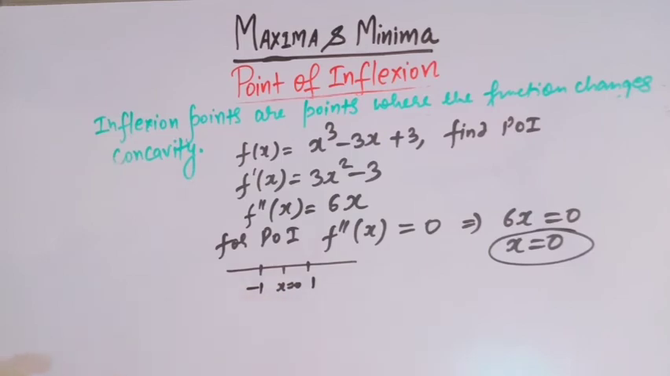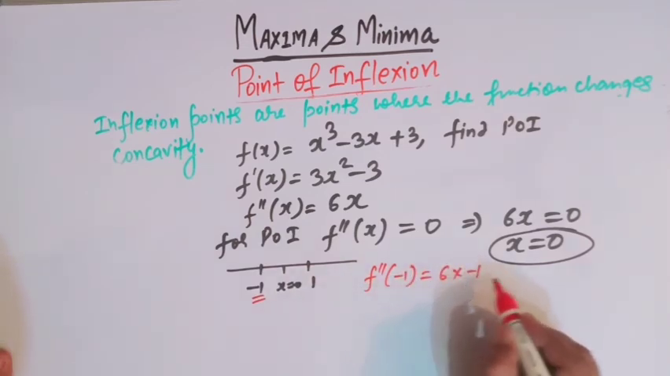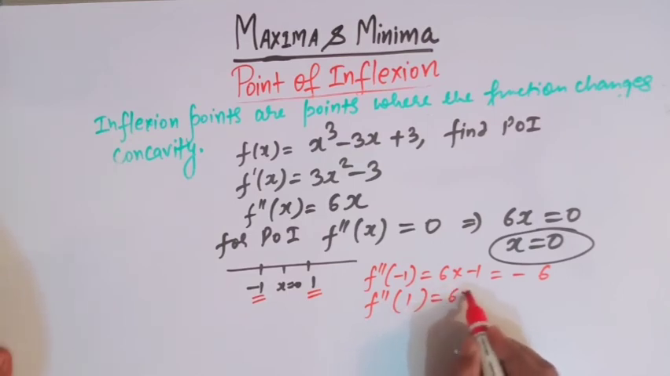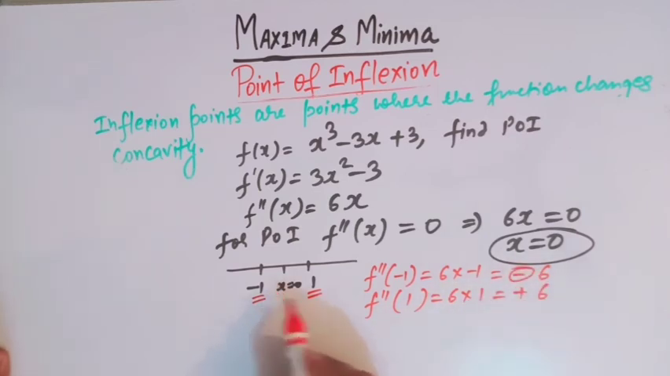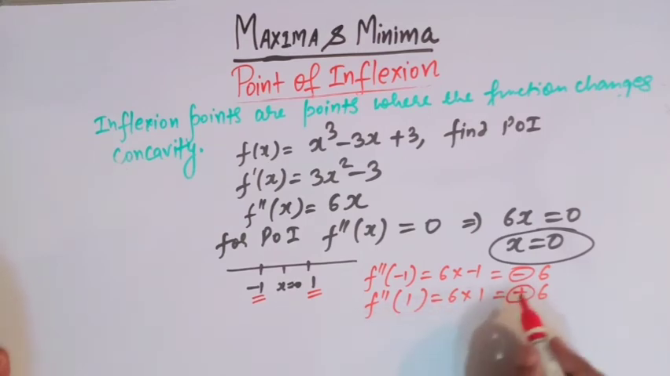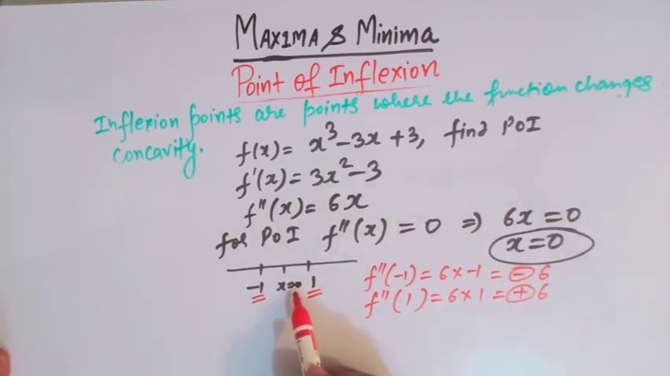And let us see the sign of the second derivative. Now at this point the value of the second derivative is 6 times minus 1, that is minus 6, and at this point we have 6 into 1, that is plus 6. So here we see that the sign of the second derivative changes from negative to positive, and hence x equal to 0 is a point of inflection, right?